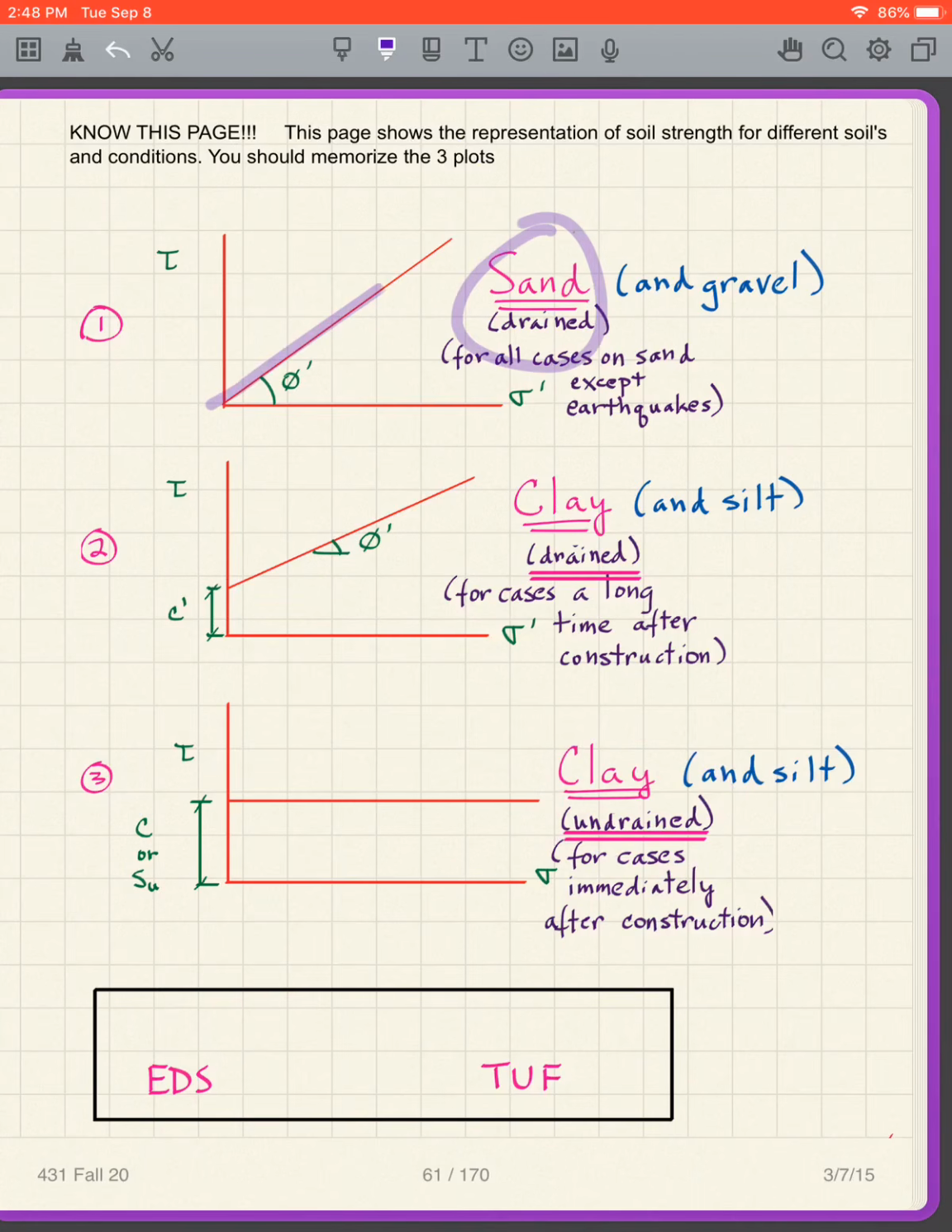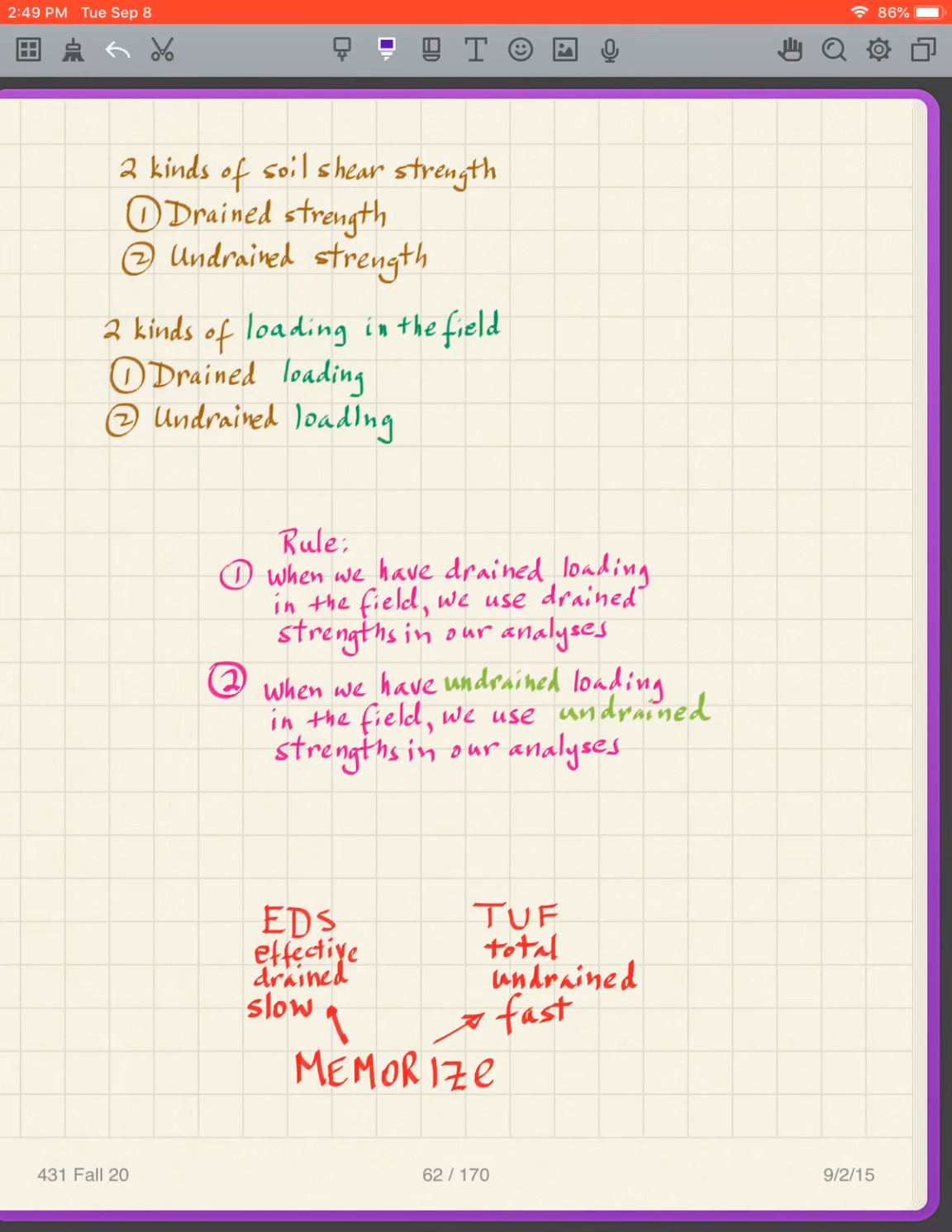Sand drained: through the origin at an angle. Clay drained: not through the origin, at an angle and an intercept. Clay undrained: horizontal, intercept is C or SU. And we should note that's C prime. And again, it's tough. You need to have an understanding of that. So know this page. You need to have this in your mind when we solve a lot of problems. If you forget it, you're going to be lost.